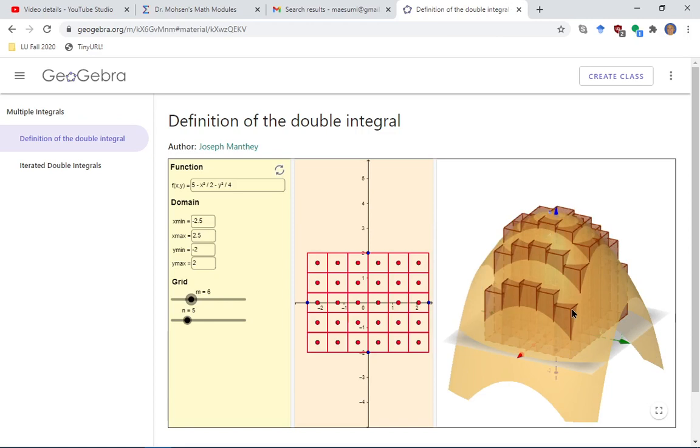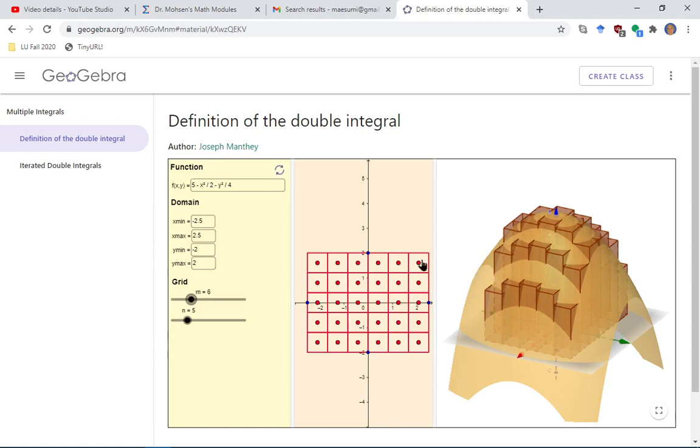What's the height of this box? The height is coming from the function. So for example, we go to the center of each cell. It has a coordinate, x and y coordinate. We plug it in here, we get a value. This is our z value. Z is the height of the box. So the height of the box multiplied by the area of the base is the volume of that box.